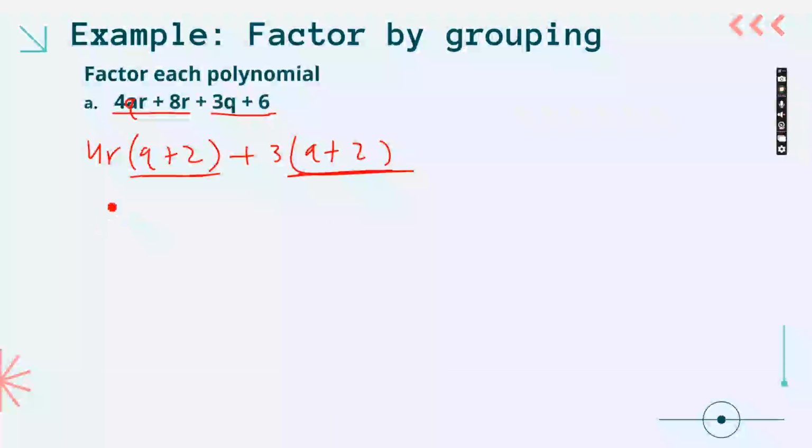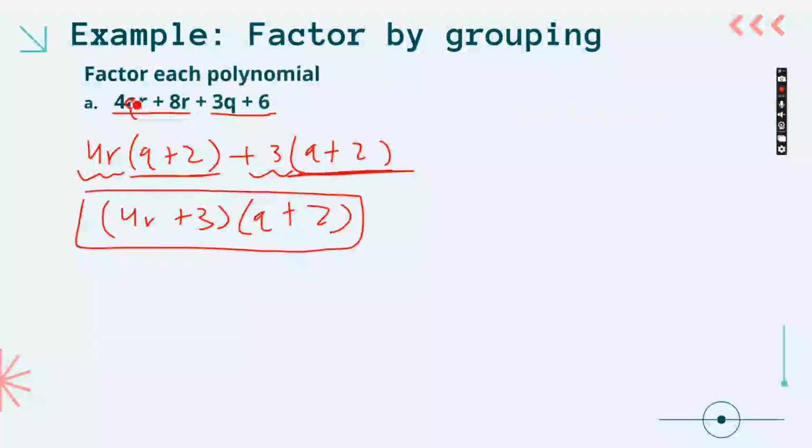That will look something like, for example, we combine first our 4r plus 3, and then our factored out q plus 2 from both ends, giving us a nice factored version of this four-term polynomial. So what are we doing here exactly? Let's just break down the steps one more time.